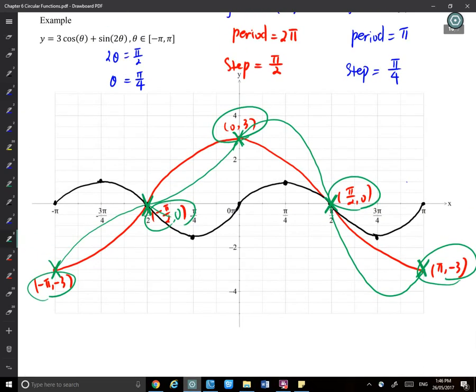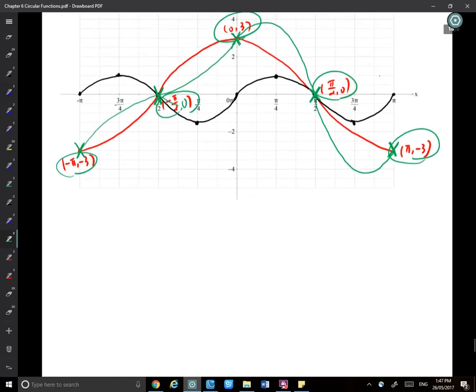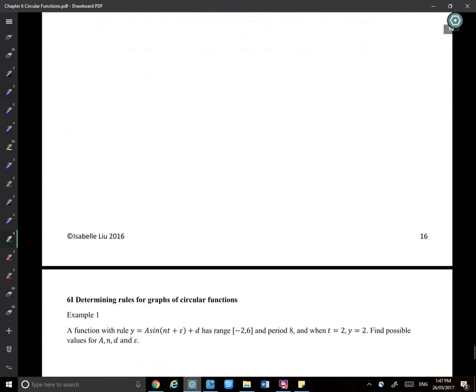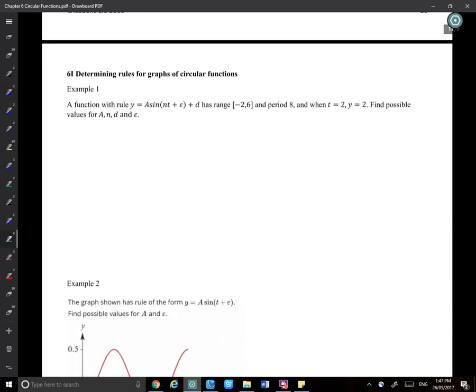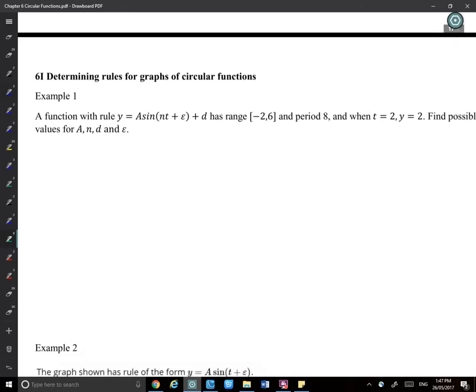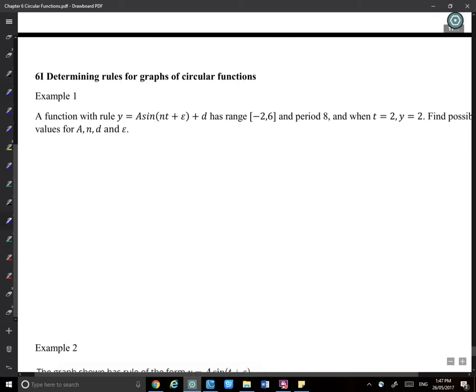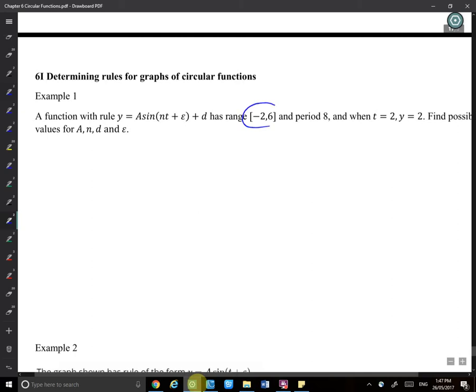Okay, so just a little bit of revision on chapter 1 stuff. Let's have a look at the last page. Determine the rules for the graphs of circular functions. See the first question. A function with rule y equals a sine (nt plus epsilon) plus d has a range of -2 to 6. What can this tell you?